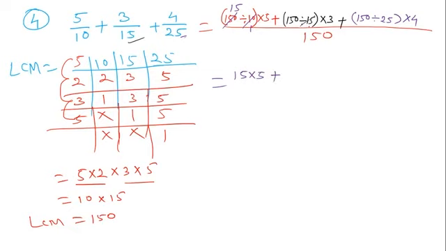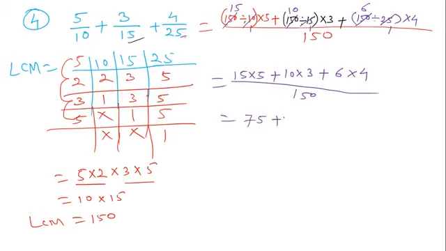In second bracket 15 ones are 15, 15 tens are 150. So I got here 10 multiplied by 3, plus in third bracket I got here 25 ones are 25, 25 sixes are 150, so 6 multiplied by 4, divided by 150. 15 fives are 75 plus 10 threes are 30 plus 6 fours are 24 divided by 150.